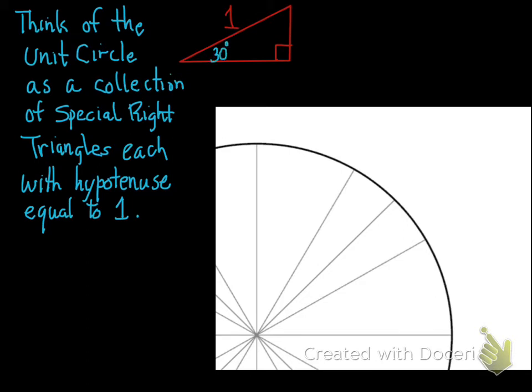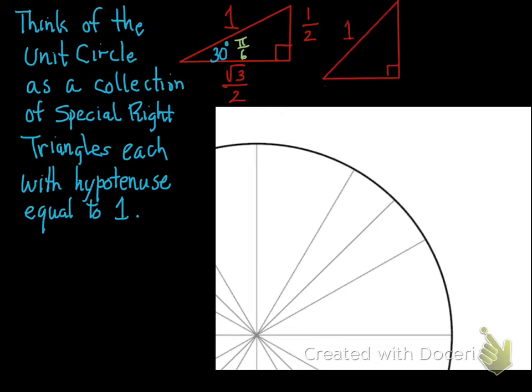So a 30-degree angle is a radian measure of pi over 6. And with a hypotenuse equal to 1, we can find the other two legs of that special right triangle are equal to root 3 over 2 and 1/2.